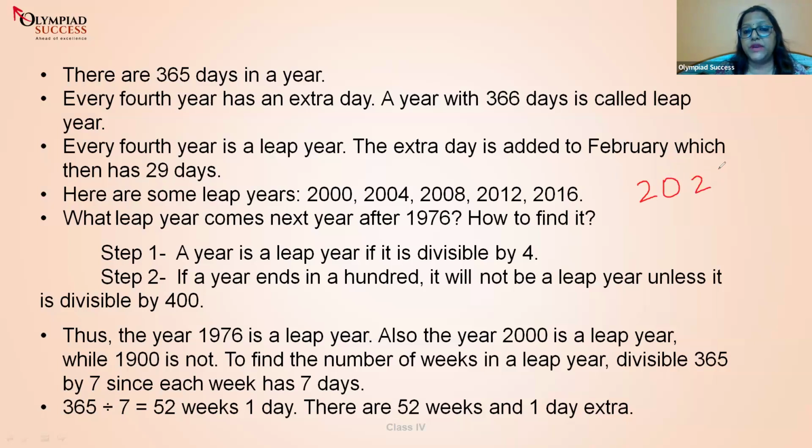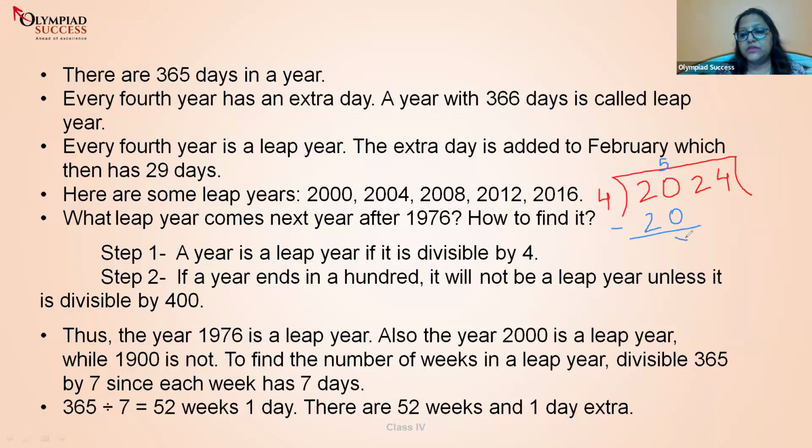So 2024 is to be divided by 4. If it is divisible, then we call it a leap year. You should be leaving no remainder. The number should be exactly divisible. So you can check it over here. If I divide this by 4, 4 times 5 is 20, correct? So I'm writing 4 times 5 over here. This is 20.